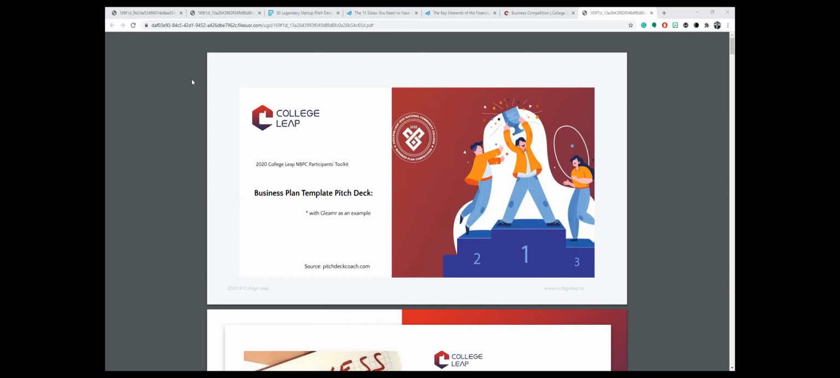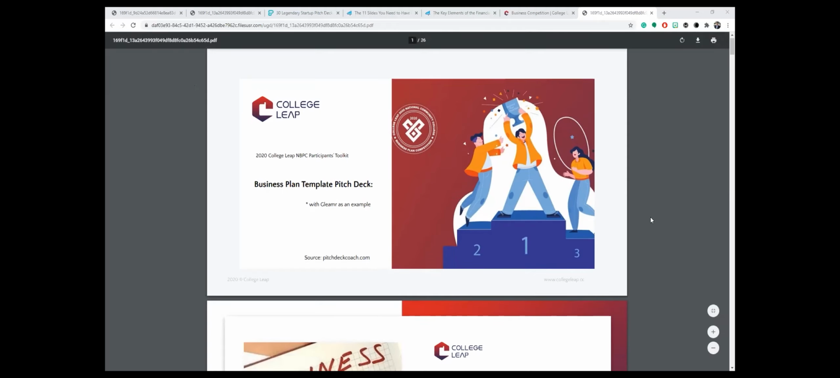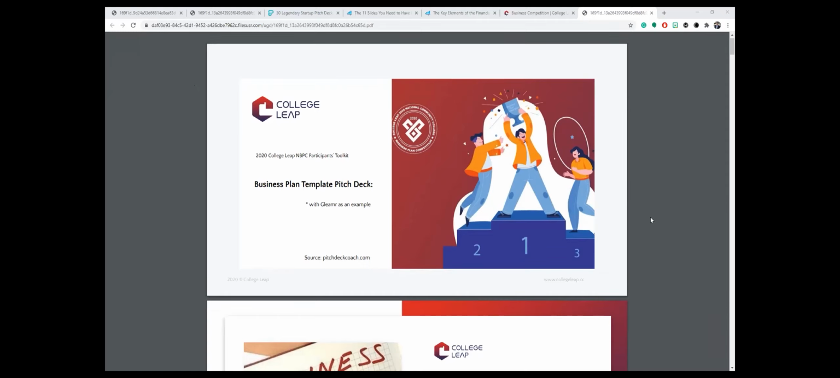Any other questions at all? If we do not have a prototype of our product or service, what would be a good way to help the judges visualize the concept of the product? For example, a virtual reality application. What would be a good way to show pictures?